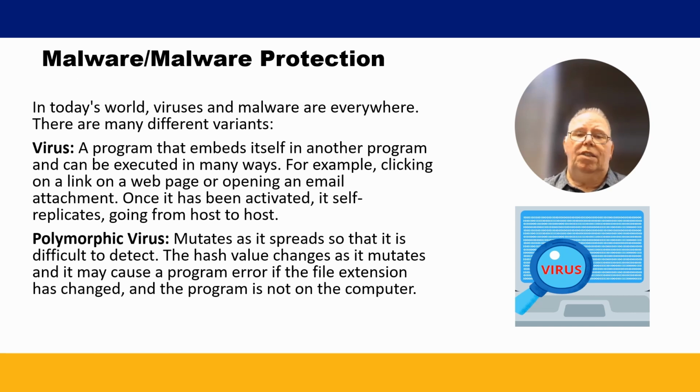A polymorphic virus mutates as it spreads so that it's difficult to detect. The hash value keeps changing as it mutates, and it may cause a program error if the file extension is changed and the program's not on the computer.